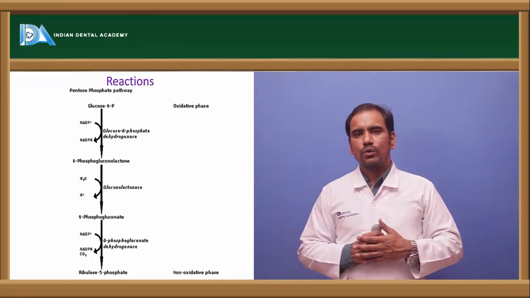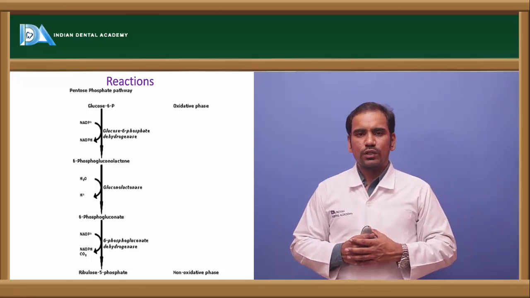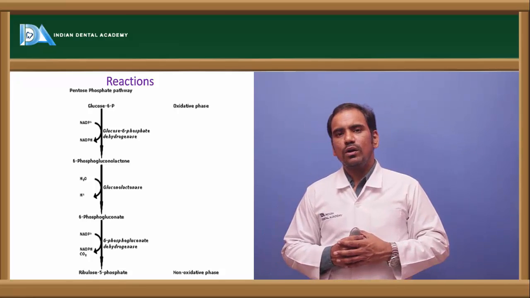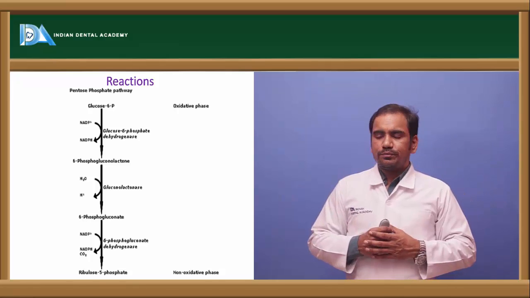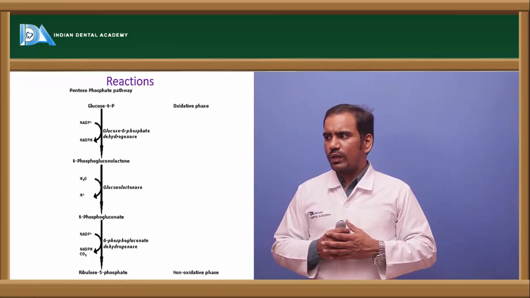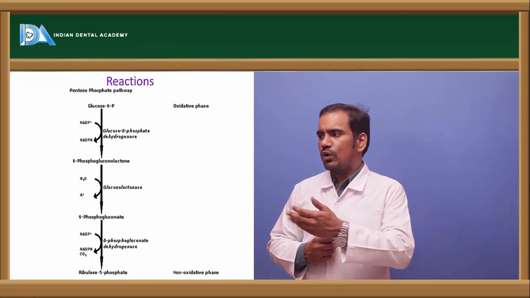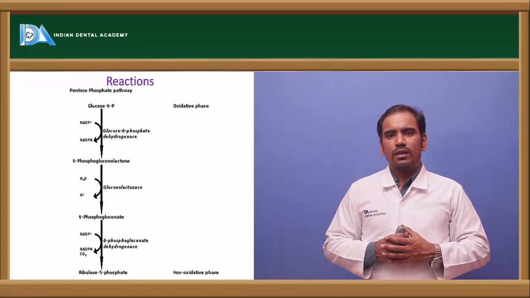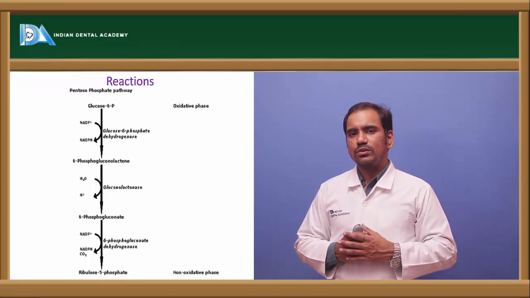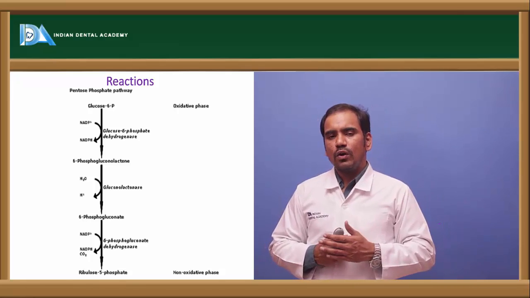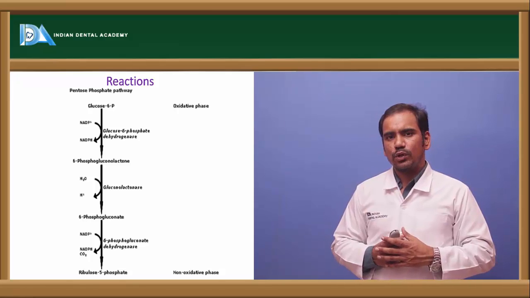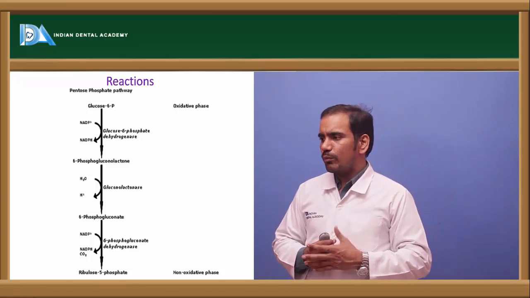So that 6-phosphogluconolactone is converted to 6-phosphogluconate by the action of the enzyme lactonase. Right? Then 6-phosphogluconate, in the next reaction, by the action of the enzyme 6-phosphogluconate dehydrogenase, undergoes the second oxidative step in the HMP pathway, where one more molecule of NADPH is produced, the second molecule of NADPH.